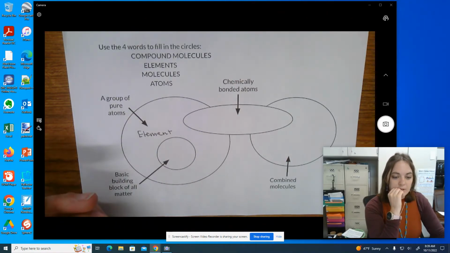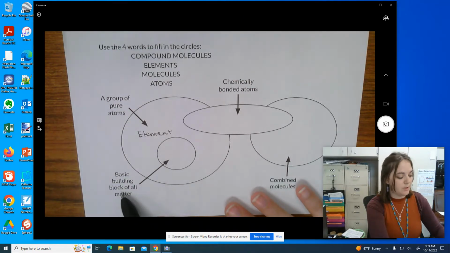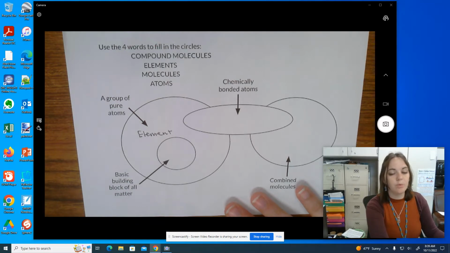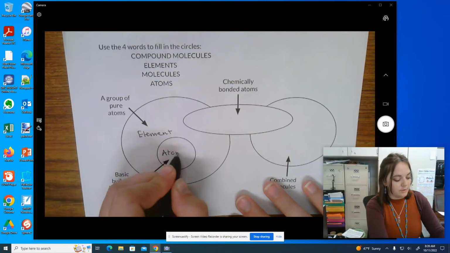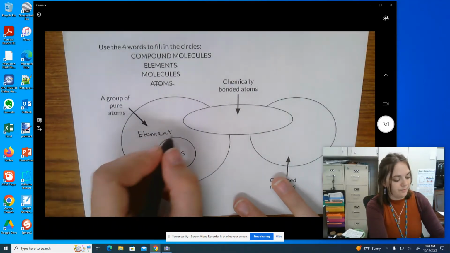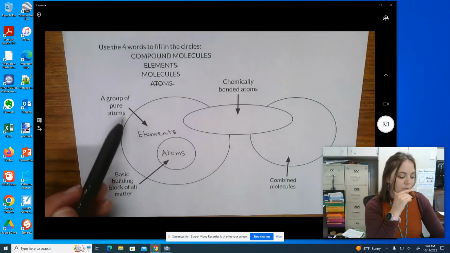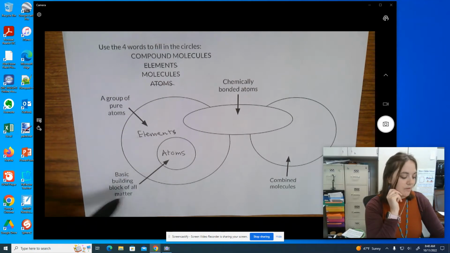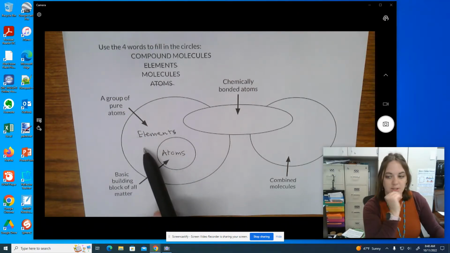Now, let's do this one right here. This circle says basic building block of all matter. Well, we should know this by now. This would be an atom or atoms. I'm going to cross these out as we do them. Okay, so we have elements here, a group of pure atoms, and then basic building block of all matter is atoms. So do you see how atoms is inside of elements? So that means that all atoms are considered elements.